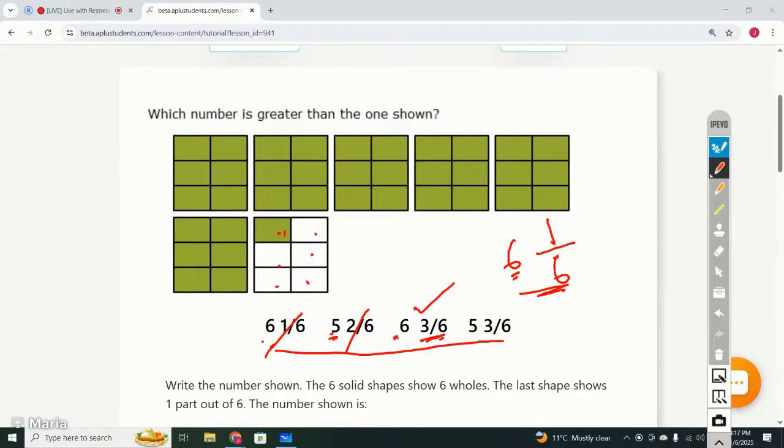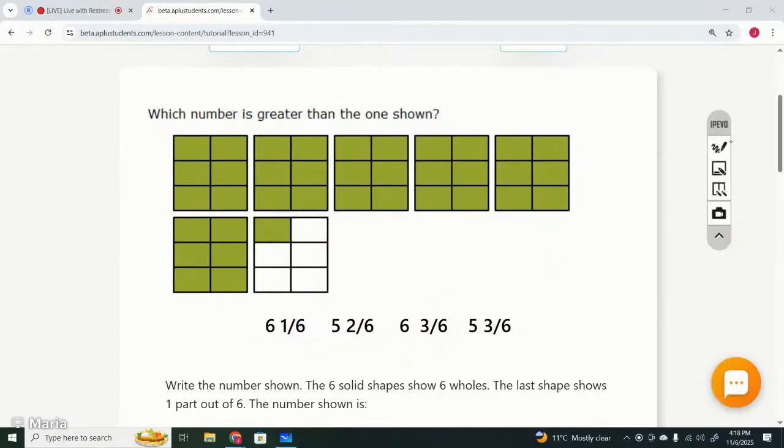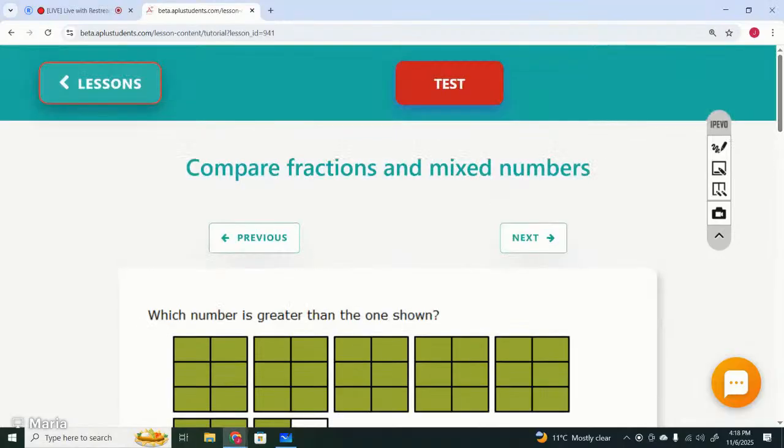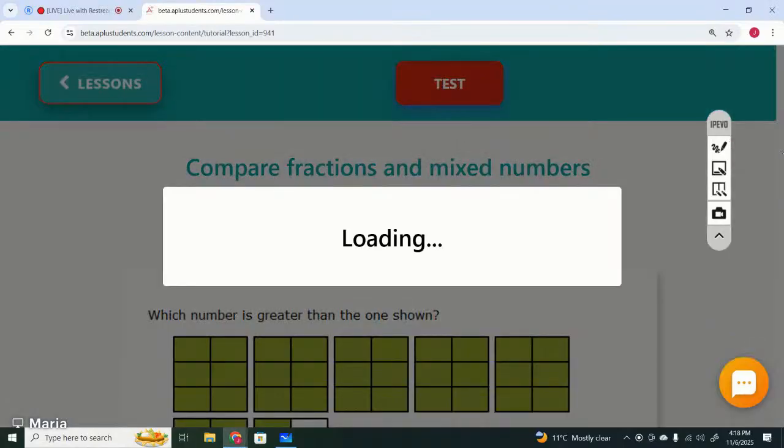You have to compare them. So 1, 2, 3, 4, 5, 6. They all have the portions colored, right? That is 6. And then out of the last one, you have only one portion colored, and that is 6 whole 1 by 6. So the correct option is 6 whole 3 by 6. Now let's just start with the test questions.